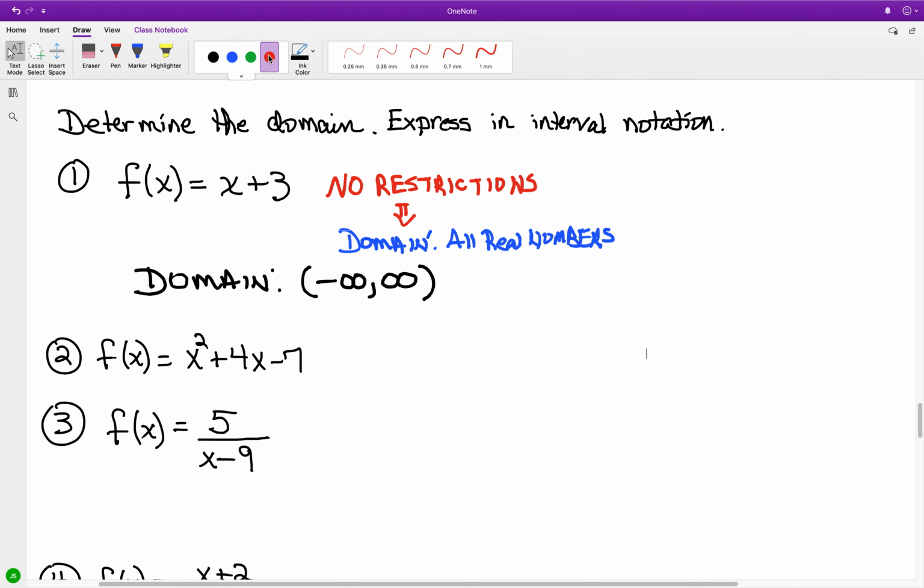Okay, now in the second function, we have f of x equals x squared plus 4x minus 7. Again, you can plug in 0, a negative value or positive value, and still have something defined in the real number system. Just like the linear function right before it, this quadratic function also has no restrictions. So the domain is the set of all real numbers, and in interval notation you still have negative to positive infinity.